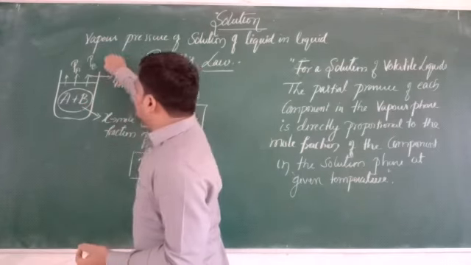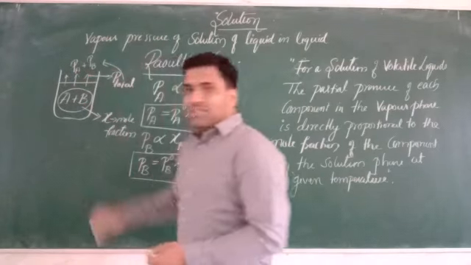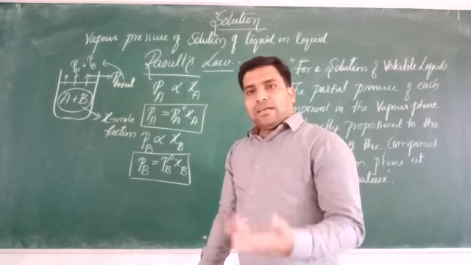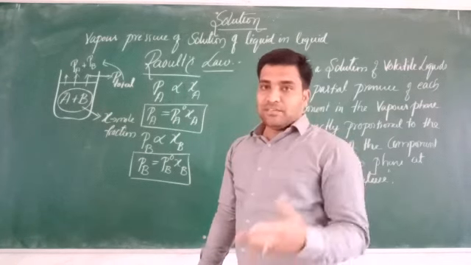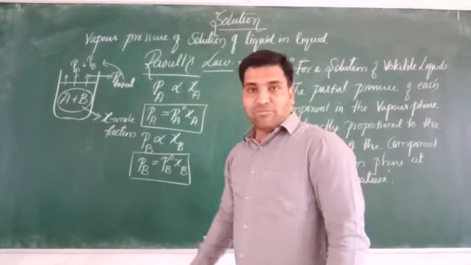That means this total pressure is equal to the sum of the partial pressure of component A and the partial pressure of component B. You know that is Dalton's law of partial pressures.